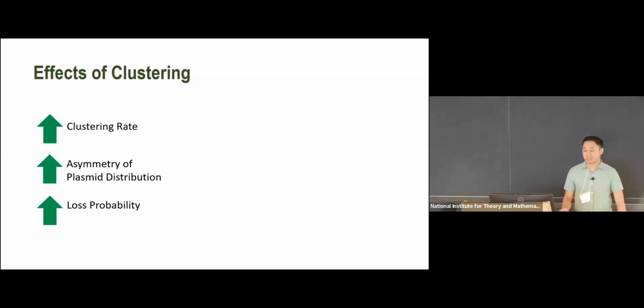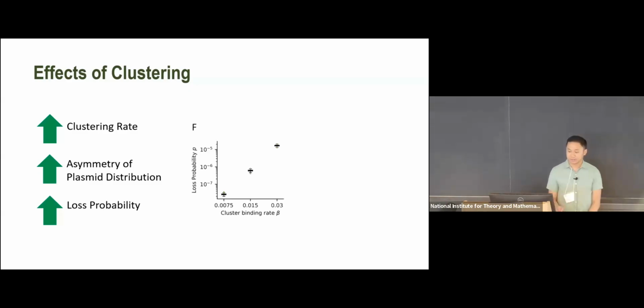There is also an increase in loss probability. And we would argue that this asymmetry increase is what leads to the increased loss probability that we see, or that could explain rather the difference between experiments and what is predicted by the binomial distribution. So as the clustering binding rate is decreased here from left to right, you will see an increase of loss probability from 10 to the negative 7 to around 10 to the negative 5.